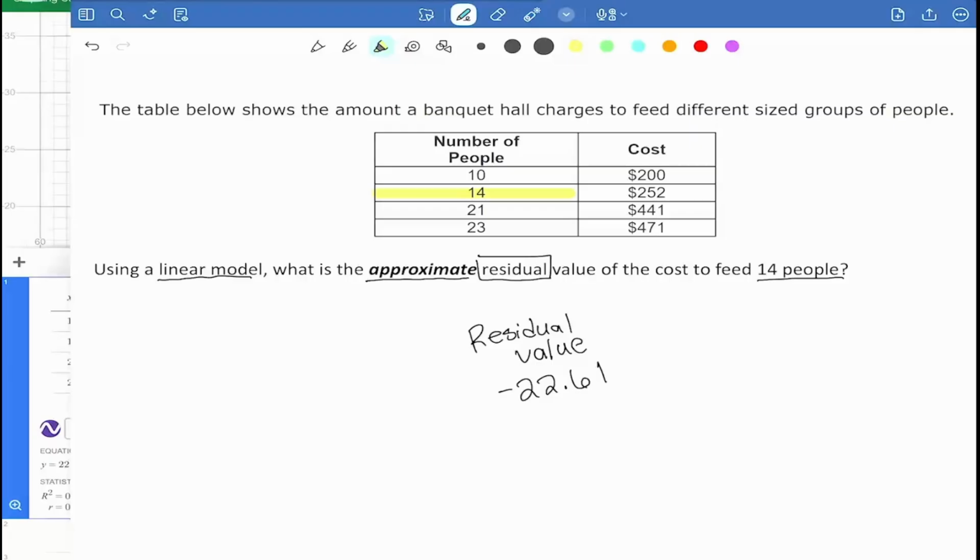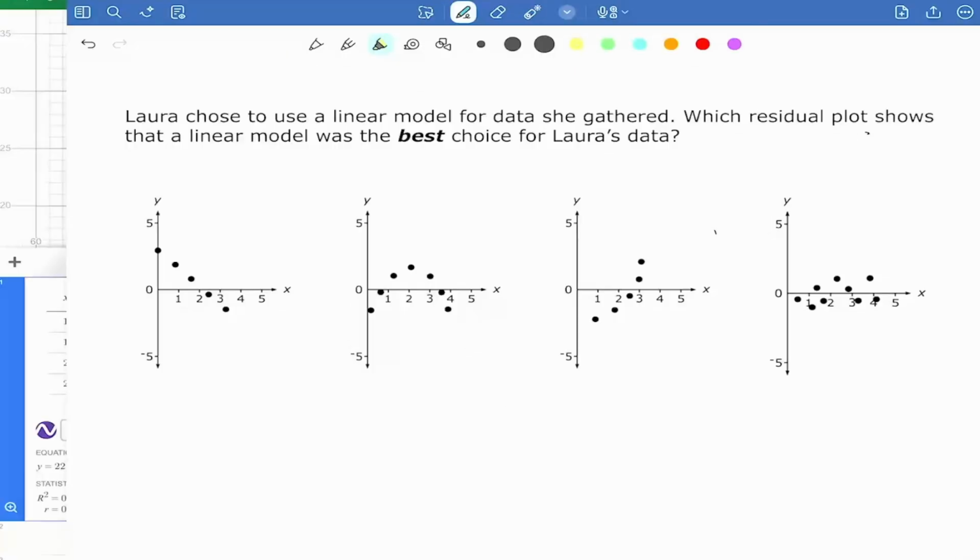All right, so now let's look at our last example. All right, so let's look at example 4, our last example. It says Laura chose to use a linear model for the data she gathered. Which residual plot shows that the linear model was the best choice for Laura's data?